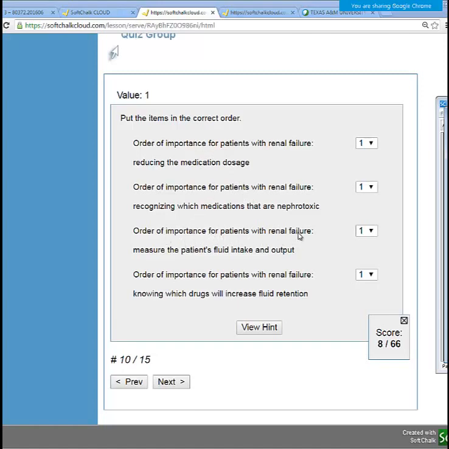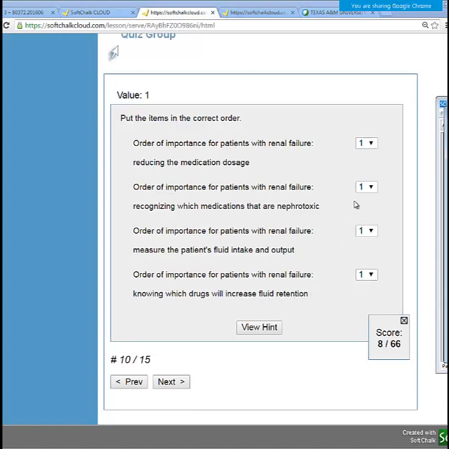Another item is measuring the patient's fluid intake and output. People in renal failure who don't have urinary output, you want to know that. There's a minimum amount that you want to see in an 8-hour period. I haven't been in the hospital in a while, so you'll have to learn that. I think it might be like 200. I don't remember what the mLs are, but you won't need to know that for this class. And then knowing which drugs will increase fluid retention.